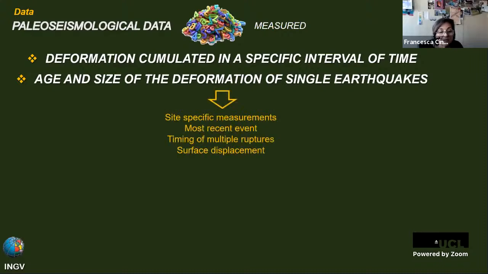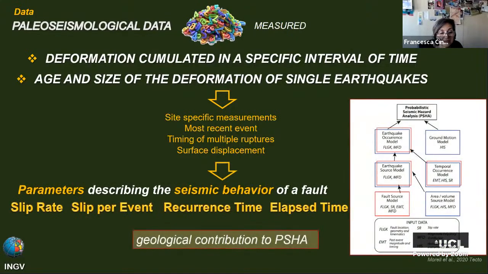Site-specific measurements measure the most recent event, timing of multiple ruptures, and surface displacement. And based on these measurements, we can estimate parameters that describe the seismic behavior of a fault, which are slip rate, slip per event, recurrence time, and elapsed time. And all these, just looking also at this nice diagram from Morel et al., are the input data that go into feeding the models that are the elements of the probabilistic seismic hazard analysis. So a geological contribution to PSHA.